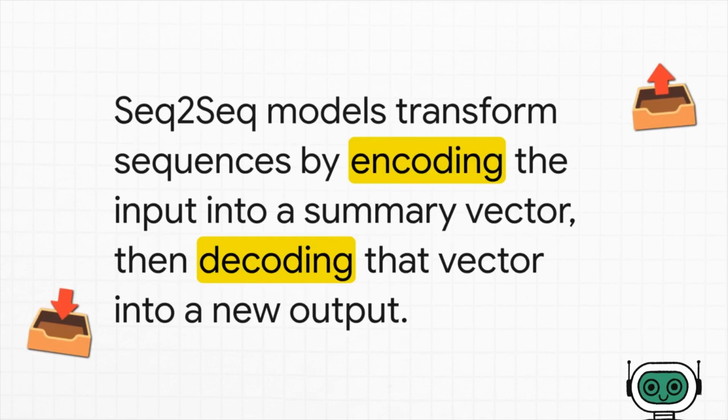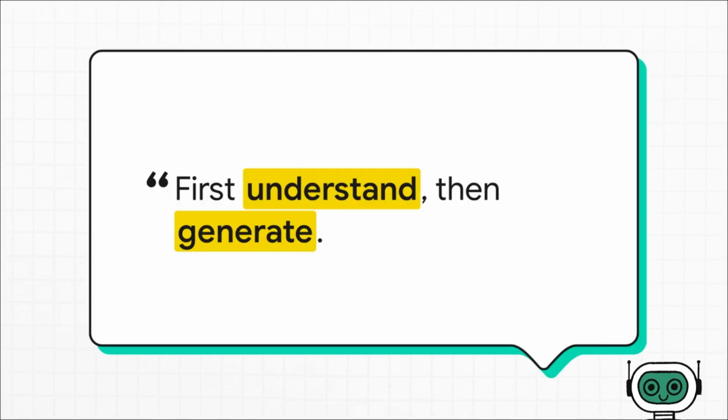So, to wrap this all up, seq-to-seq models work by transforming one sequence into another. They do this by first encoding the entire input into a single summary vector, and then decoding that vector into a brand new output. If you remember just one thing from today, make it this principle. First understand, then generate. That is the simple, powerful idea behind every single seq-to-seq model.